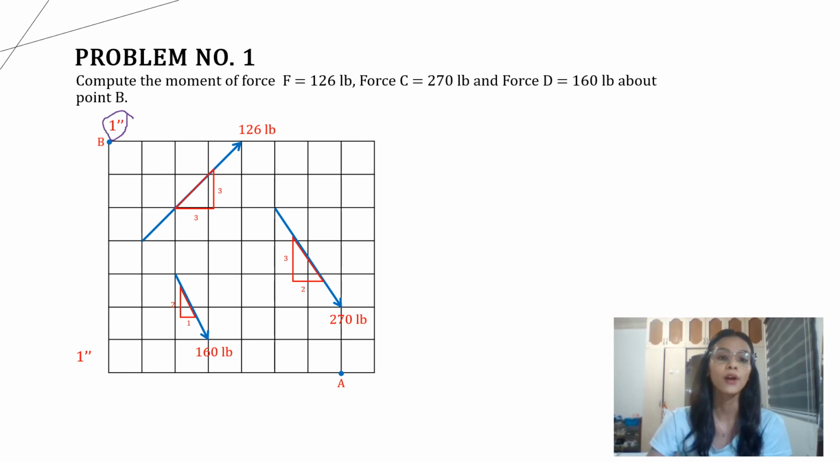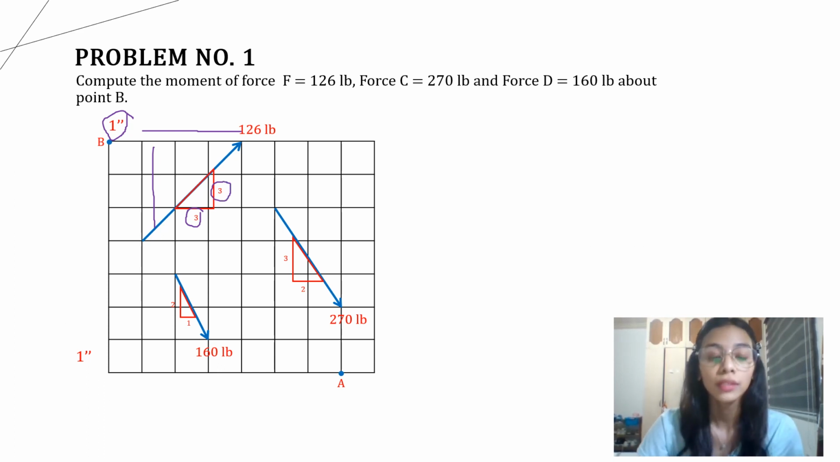So our 126 pounds, pointing upward to the right, is covering 3 boxes. So our x measurement is 3, and the y-axis is also 3 boxes. So it is 3.